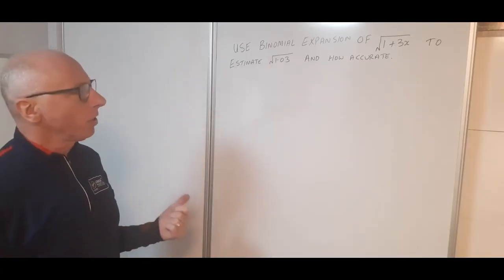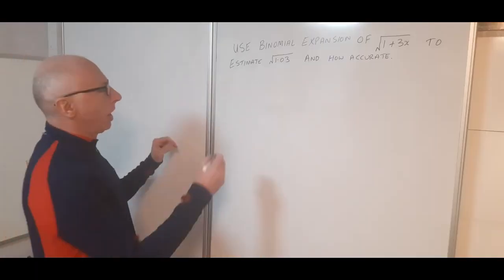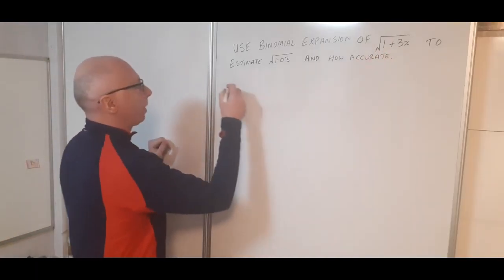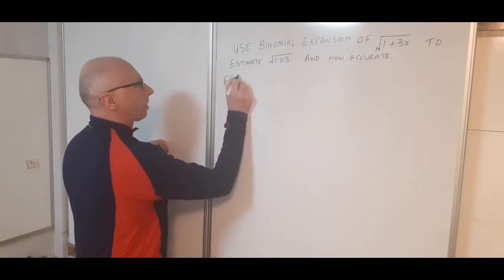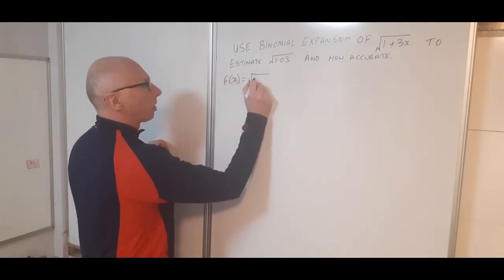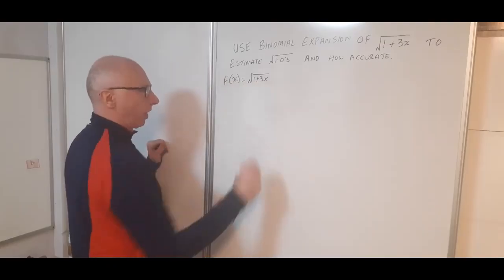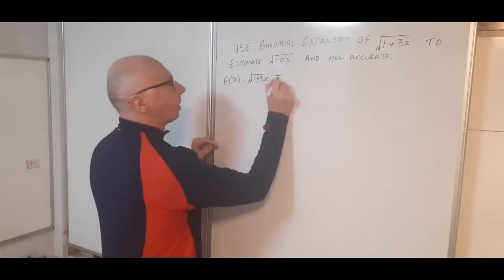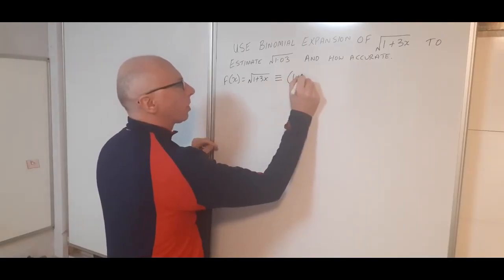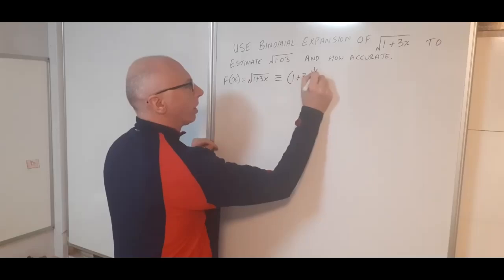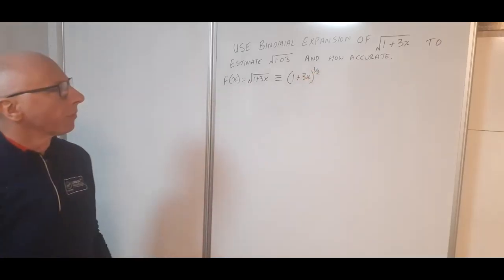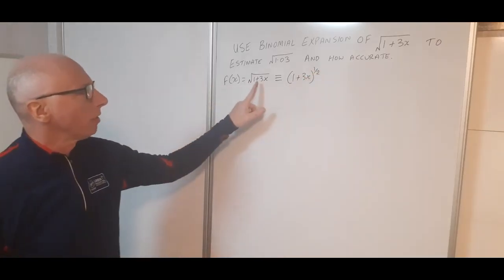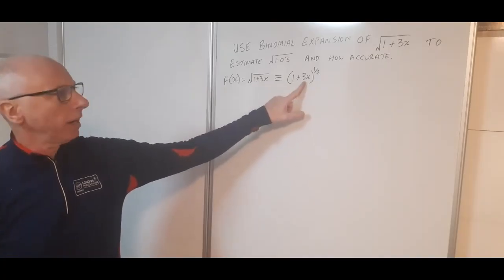So to do this, first of all, I'm going to define a function as our square root term here. So f of x equals square root 1 plus 3x. Now this is equivalent to 1 plus 3x to the power of a half. So anything to the power of half is a square root, and that's our input there.